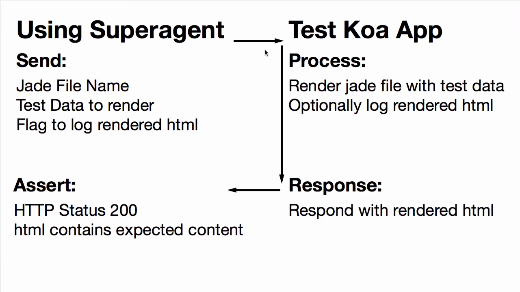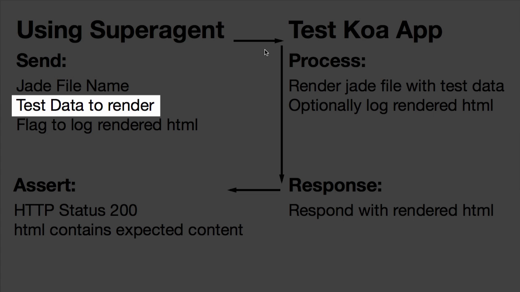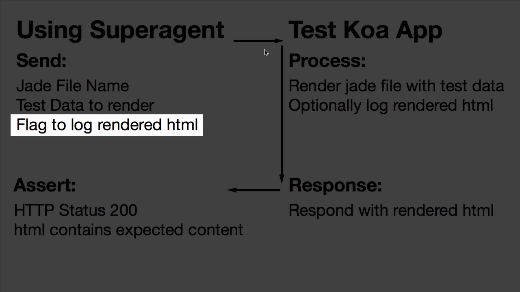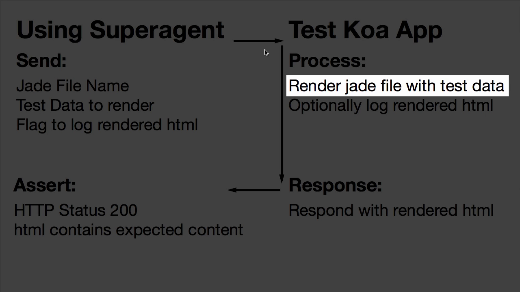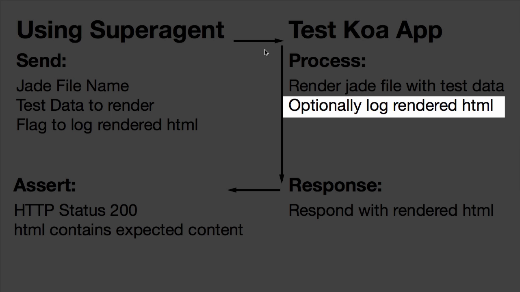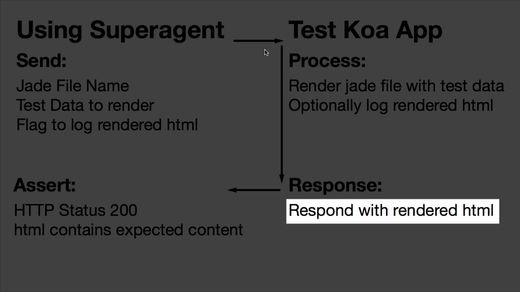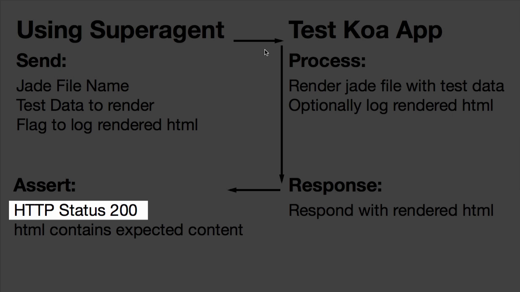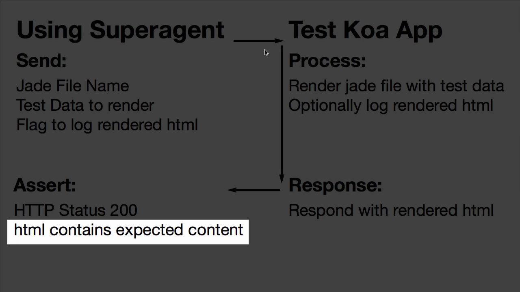Using superagent, I want to send my test Koa app a Jade file name, possibly some data, and a flag to optionally log the HTML. Then my test Koa app will try and render the Jade file with the passed data, logging the HTML in a readable format to the console, then send the rendered HTML as a response to supertest. Supertest will then check for a 200 status code, and then check the HTML for some expected content.